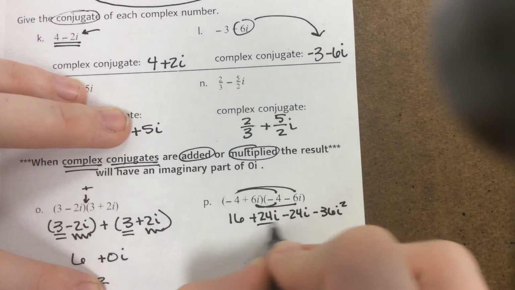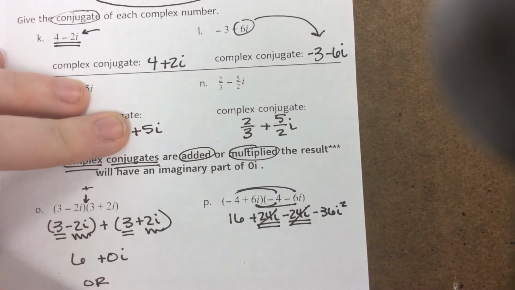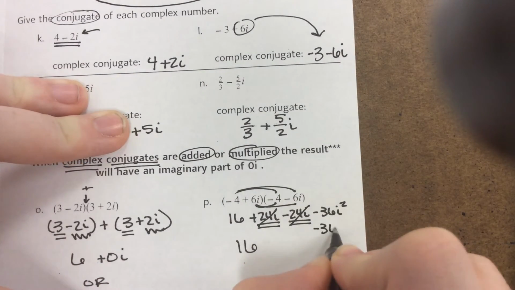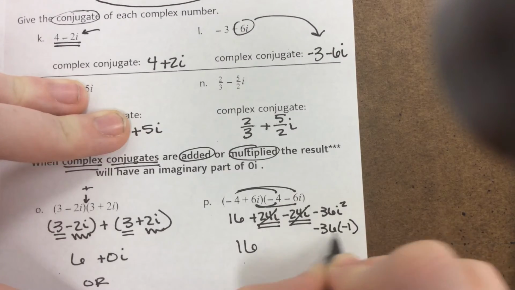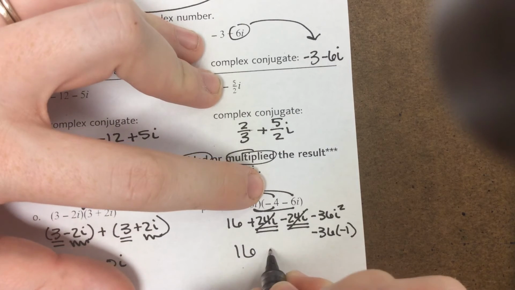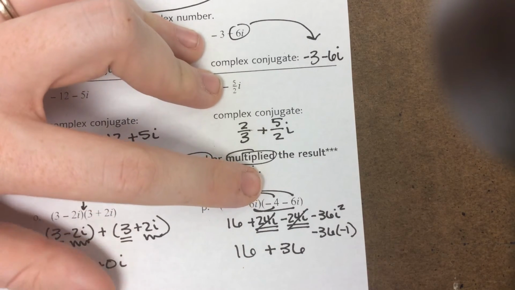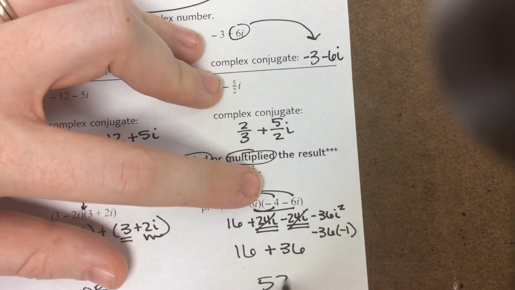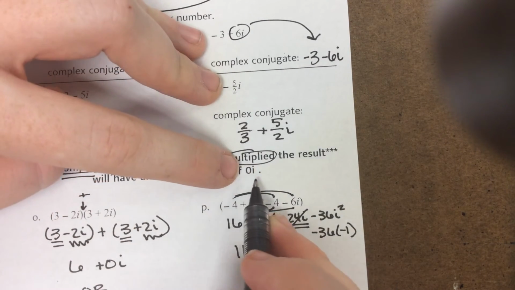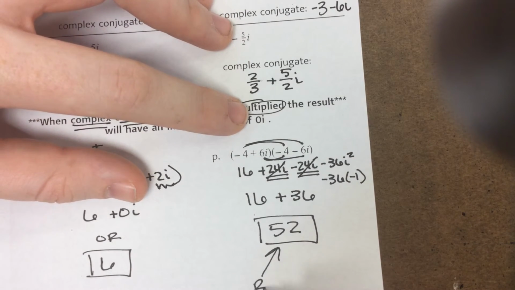Okay, then 24i and the negative 24i, they'll cancel each other out. So we're left with 16. That negative 36 times i squared is the same thing as negative 36 times a negative 1. So that turns into a positive 36. And we add 16 plus 36, we get 52. So again, the imaginary part is 0 i's. You have no more i's left. So that's our real number. That's our real part.